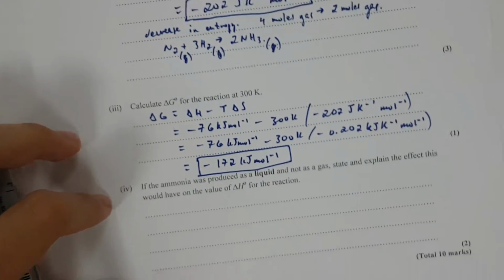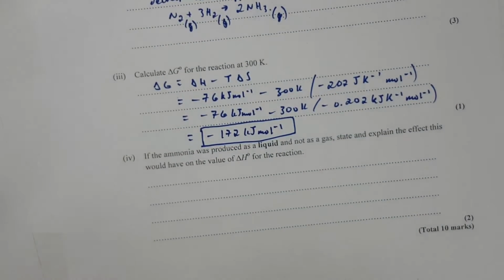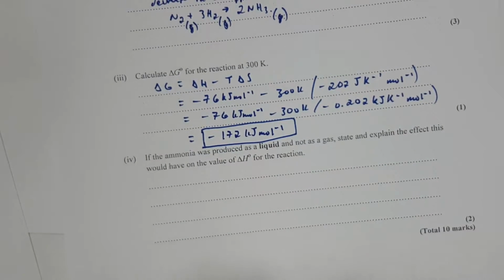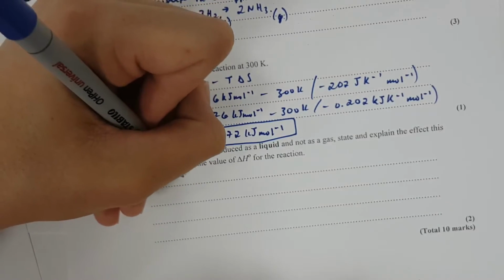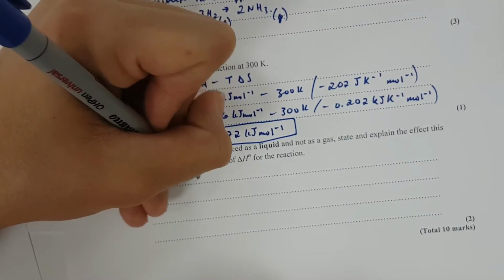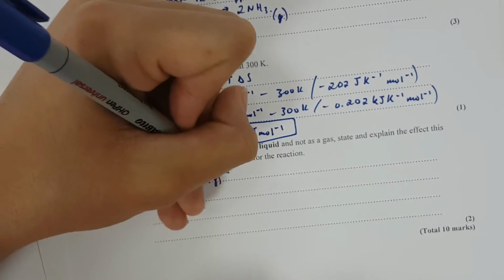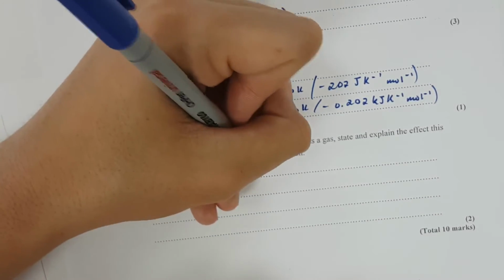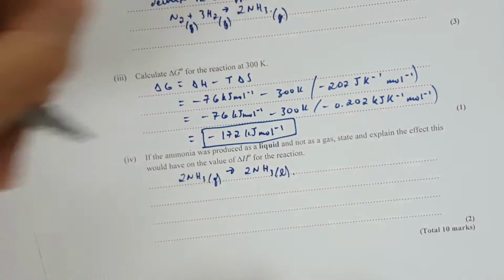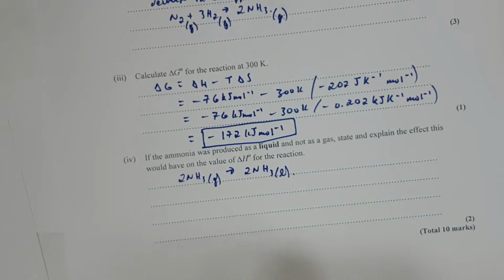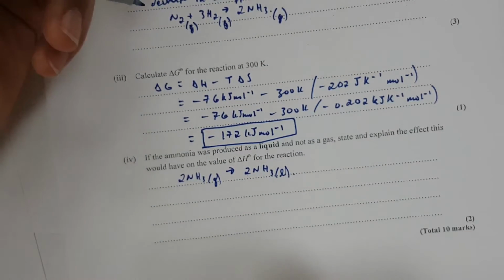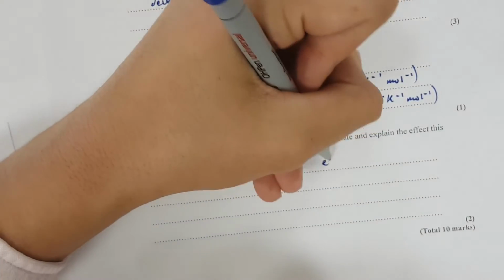Last part. If the ammonia was produced as a liquid and not as a gas, state and explain the effect this would have on the value of delta H for the reaction. So as we know, delta H has to do with how much energy you produce through the reaction. And so what they're saying is that instead of having the 2NH3 as a gas, it is produced as a liquid. And so this is called condensation. And as we know, condensation is an exothermic process.